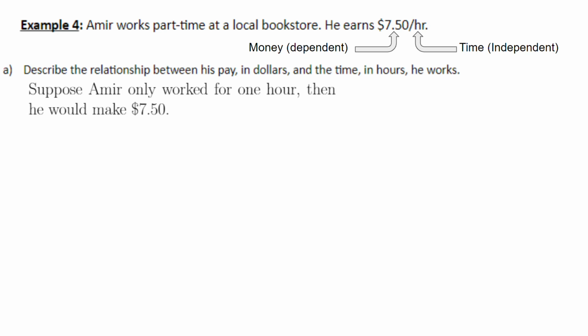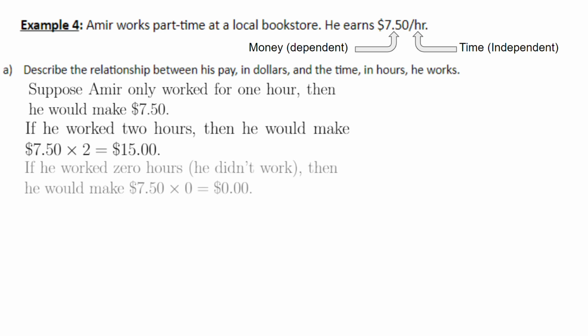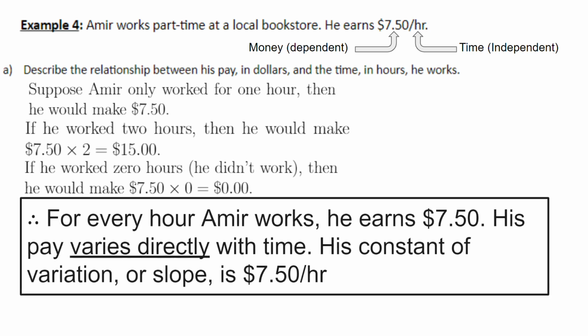So let's just suppose for a second that Amir only worked for 1 hour. Then he would make $7.50. Suppose he worked for 2 hours. Then he would make $7.50 for every hour. So that's 2 hours. So that's 7.50 times 2, which is 15. Now suppose he didn't work any hours. So then he would make 7.50 times 0 equals 0. So for every hour Amir works, he earns $7.50. His pay varies directly with time, and his constant of variation, or his slope, is $7.50 an hour.